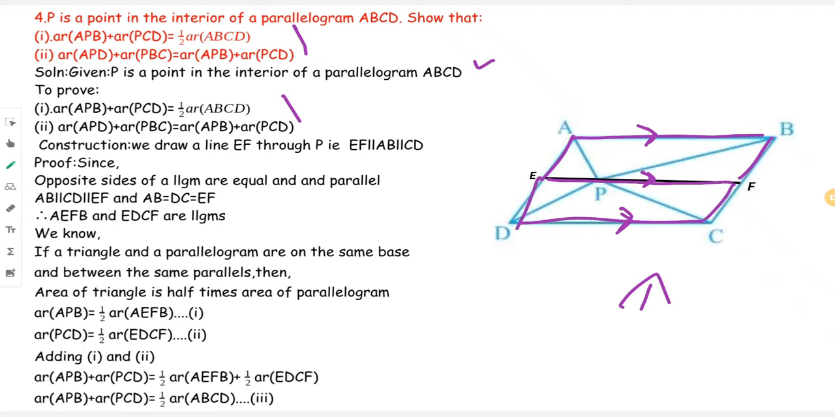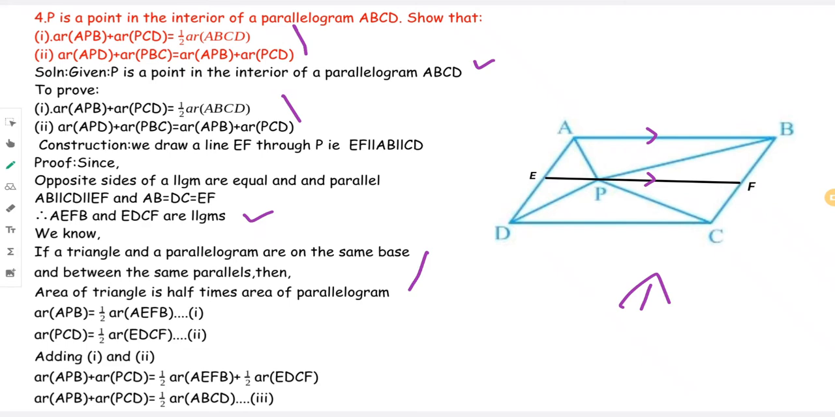AEFB is a parallelogram, same thing. EDCF will also be another parallelogram. Clear? All right, so that's what I'm just trying to write here. Therefore AEFB and EDCF are parallelograms, right? Once again, the theorem: if a triangle and a parallelogram are on the same base and between the same parallels, then the area of the triangle is half times the area of the parallelogram.